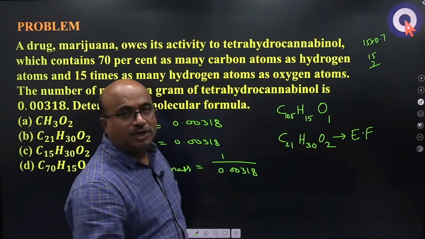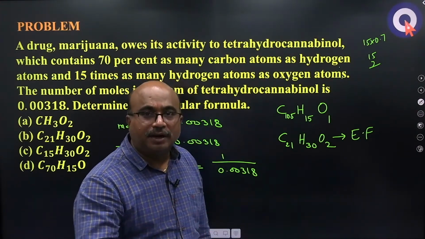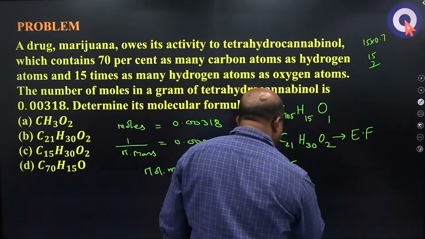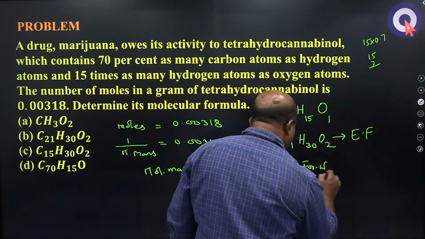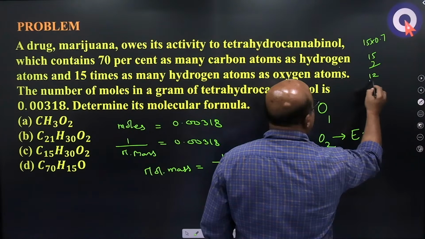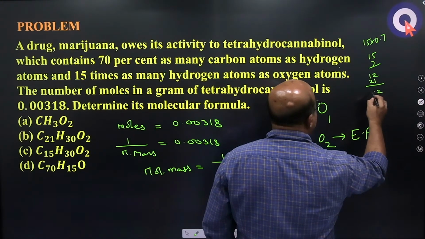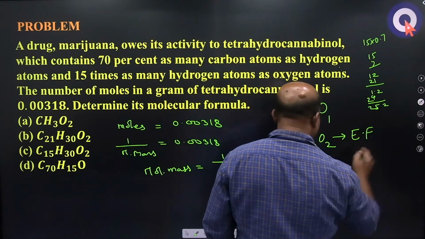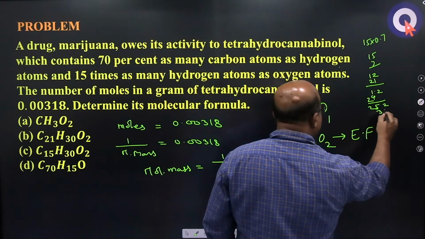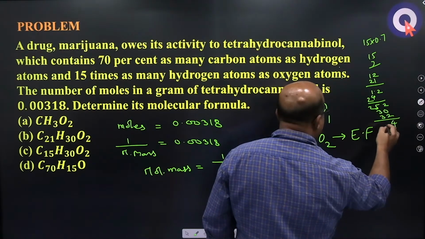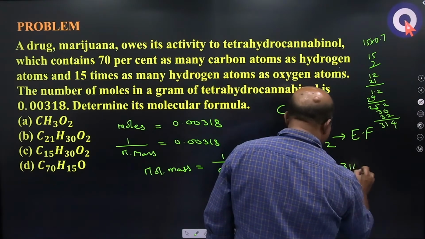We already usually say the molecular formula may be some n times its empirical formula. So what is the empirical formula weight? The empirical formula weight is 21 into 12, plus 30 plus 32, which comes to 314.